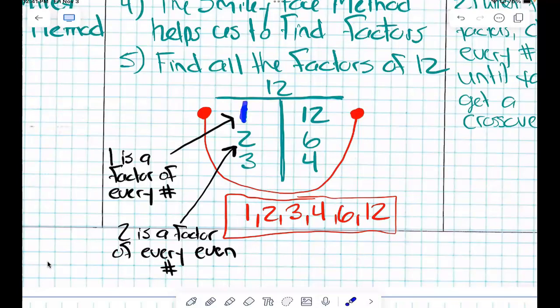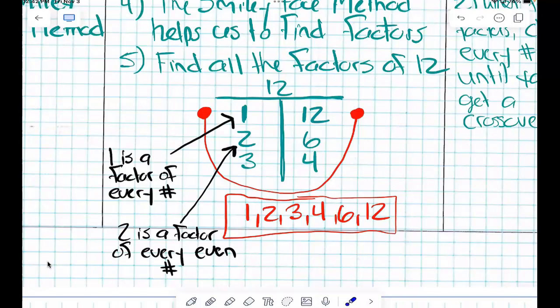So we have 1, and then what do we multiply 1 with to get to 12? 12. So 1 and 12 is our first factor pair. Now, the next number we're going to try after 1 is 2. Why do we know 2 works, Malachi? 12 is an even number, right? Does 2 always go into even numbers? All right, so then what does 2 partner with to get to 12 when you multiply? 6. So it's 2 and 6.